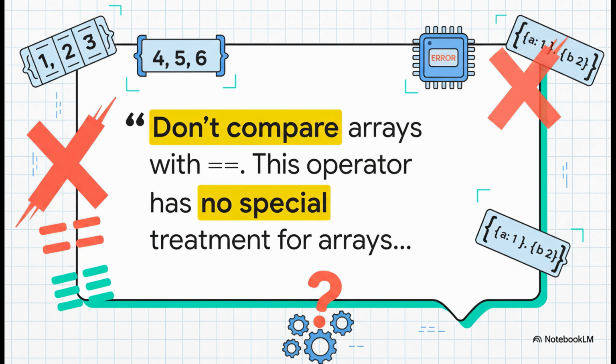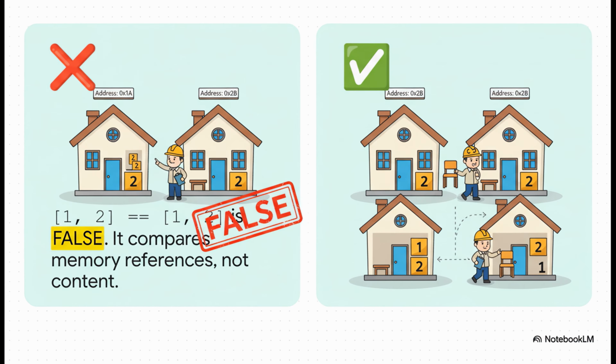Okay, I guarantee every single person watching this has done this at some point in their career. You have two arrays that look identical. You compare them with double equals, and it tells you they're not equal. And you're left scratching your head wondering what on earth is going on. Here's the trap. As we said before, arrays are objects. So when you use double equals, you're not asking, do these two arrays have the same stuff inside them? You're asking, are these two variables pointing to the exact same object in my computer's memory? And in this case, they're not.